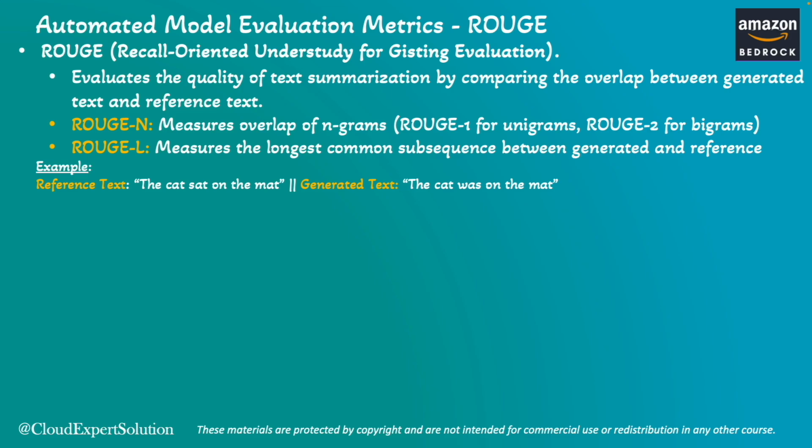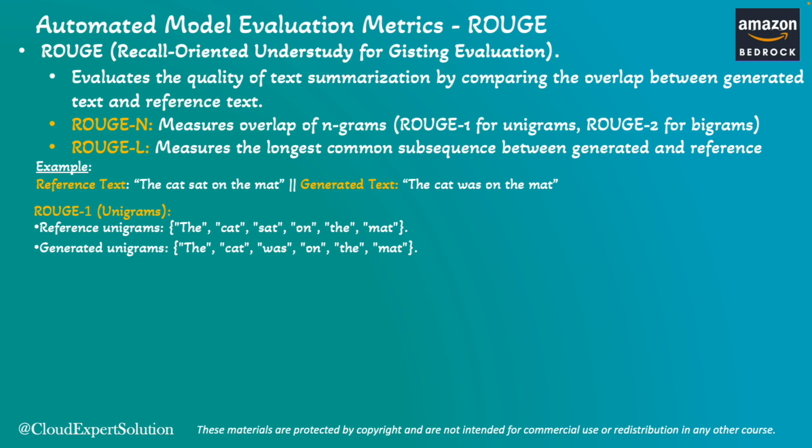As an example, we'll use the reference text as "the cat sat on the mat", and let's assume the generated text is "the cat was on the mat". First, we are going to review ROUGE-1, that is, what is a unigram. In our reference text, the cat sat on the mat, if we break it using unigrams, we'll have our reference unigrams as the, cat, sat, on, the, mat. All those words are treated as separate unigrams, and the generated text, if broken using unigrams, will be the, cat, was, on, the, mat.